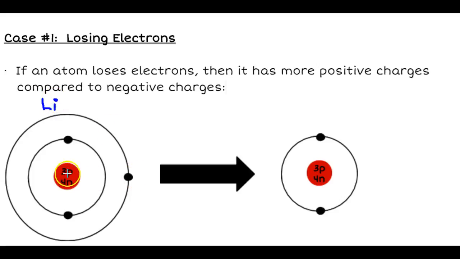Now, if it's a neutral atom, then it has 3 protons, and it should also have 3 electrons, and that's how I've written it. Remember, 2 electrons in the first shell, and then the 1 extra will go in the outer shell.